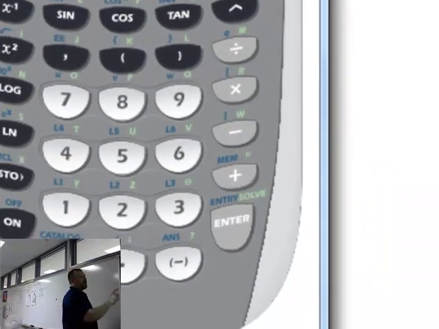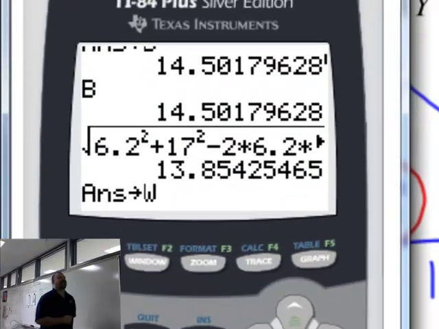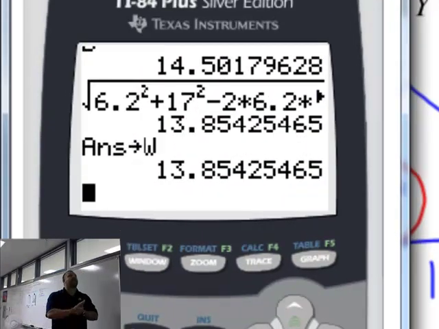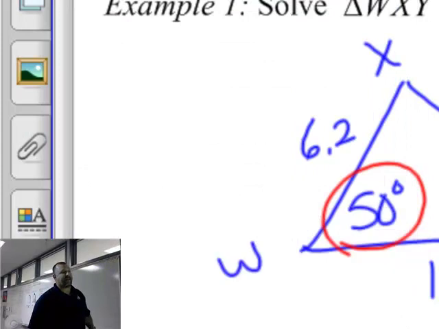Alpha W, minus. It's the minus sign. Enter. There we go, so it's there. So W has been saved. We'll come back to that later.